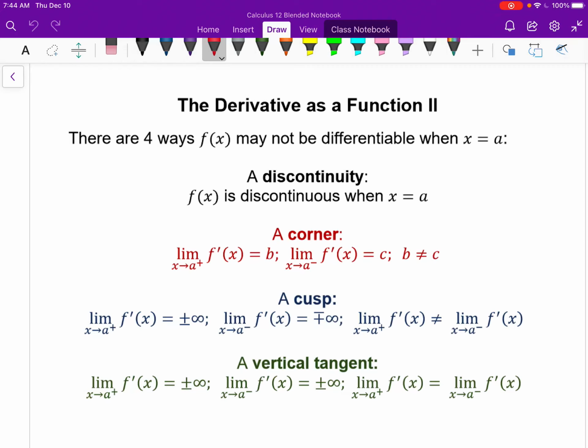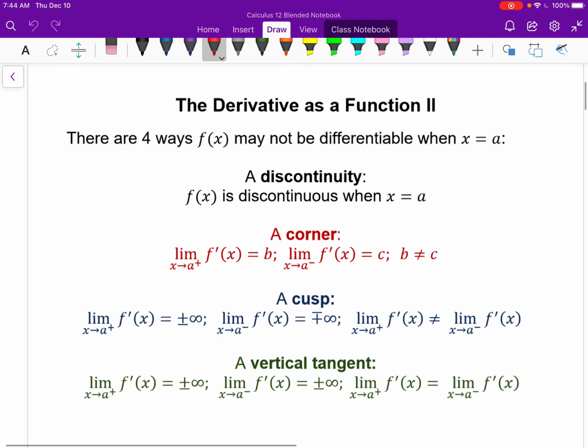So for this lesson, really focusing on the idea of differentiability, which refers to where a function can be differentiated and where it cannot be. If a function is differentiable at some point, that means you can find the derivative there. If a function is not differentiable at some point, that means you cannot find the derivative there. And I'll talk about reasons why you cannot find a derivative.